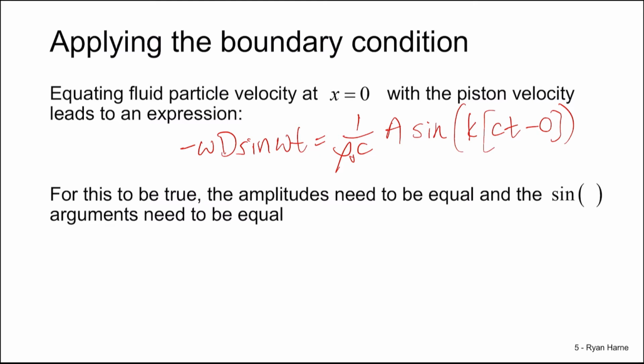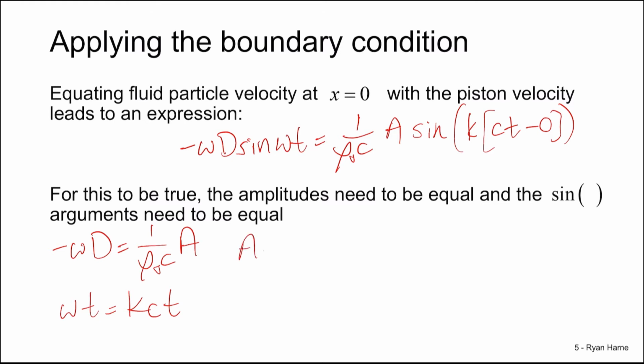Now, in order for this to be true, two things need to be true. Firstly, the amplitudes need to be equal, which is an equality of minus ωD equals 1 divided by ρ0c multiplied by A. The second thing that has to be equal are the sine arguments. And we've got sine ωt on the left-hand side of that equation and sine of k multiplied by ct on the right-hand side. So this is ωt must be equal to kct.